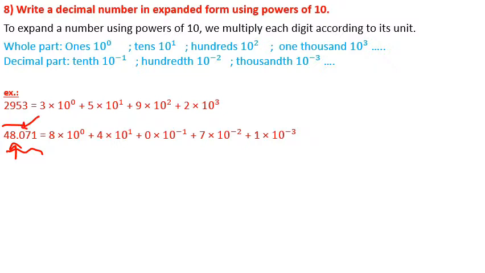0 by 10 to the power negative 1. 7 is in the hundredths. We multiply it by 7 times 10 to the power negative 2. And in the thousandths, we have 1, so we multiply 1 by 10 to the power negative 3.